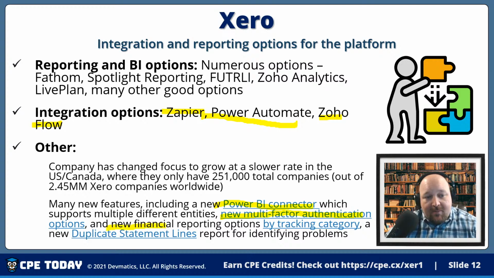They've also added a number of new financial reporting options, including tracking by category and a duplicate statement lines report for identifying problems inside of the application. Now, that's all I'm going to talk about in terms of new Xero functionality.